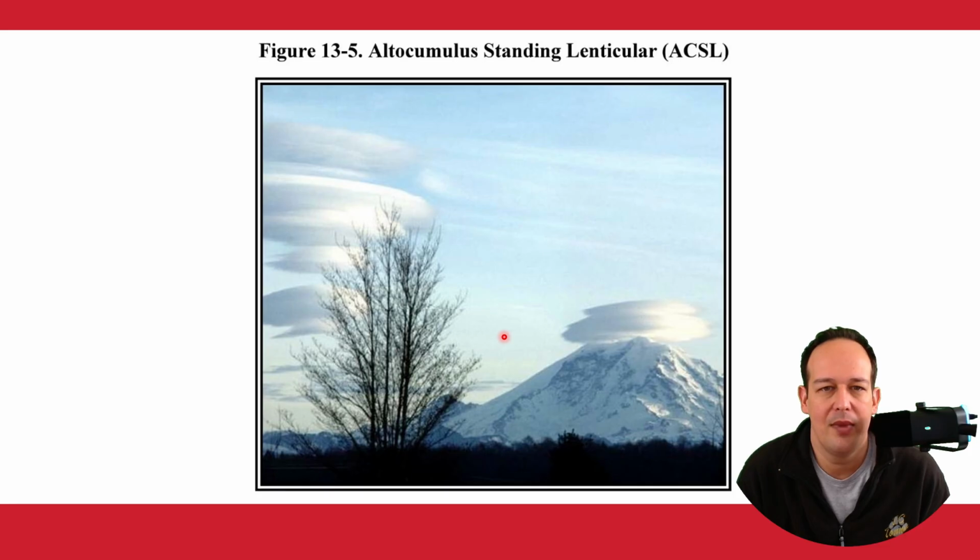Now, the time that you really have to worry if you're flying around mountains is when the wind speed is 40 knots or more, because that's when you'll definitely get a lot of clear air turbulence or turbulence associated with these lenticular clouds.